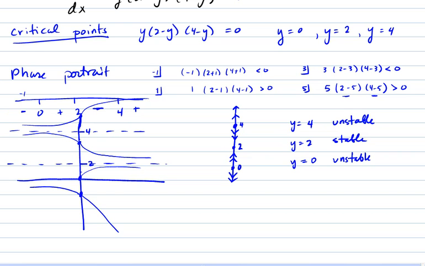Might look something like that. Let me fix this one here. It shouldn't be going through 0 there. So let me maybe draw it like that. Okay. Those are my sample solutions.